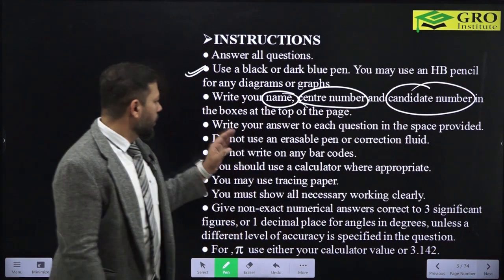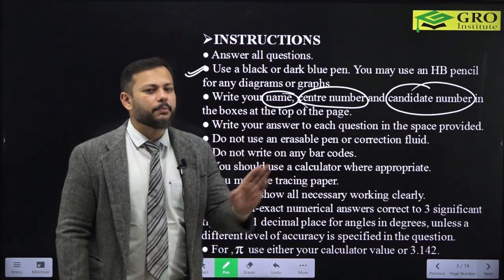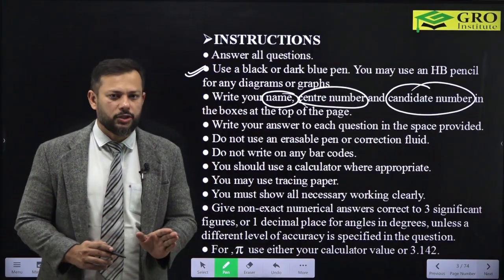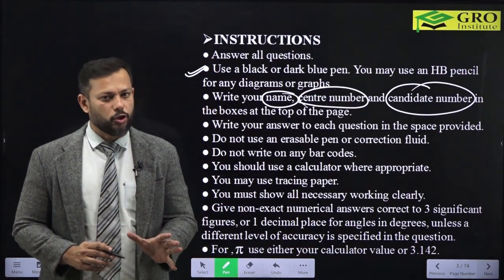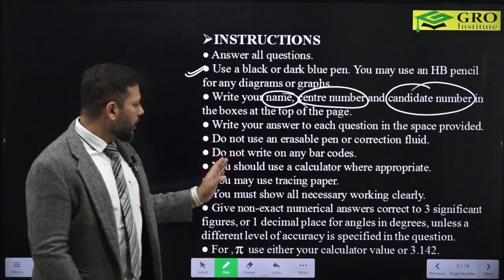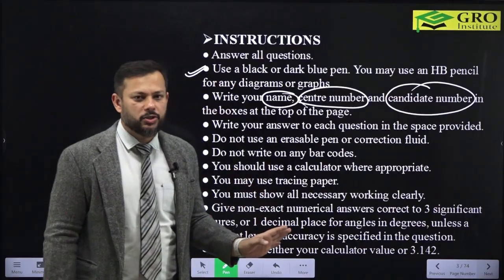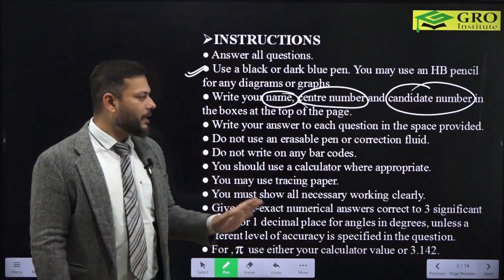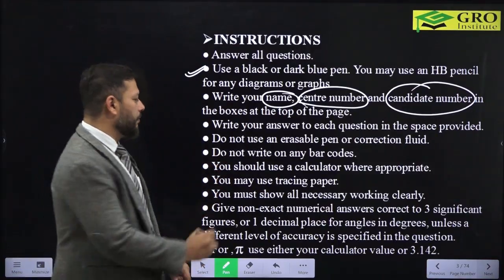Moving ahead, write your answers to each question in the space provided. That means in front of every question you will be given the space, and you can use that space to write the solution or the answers. Then do not use an erasable pen or correction fluid. Again, the same instruction. We should not use any correction fluid or any erasable pen. Do not write on any barcodes.